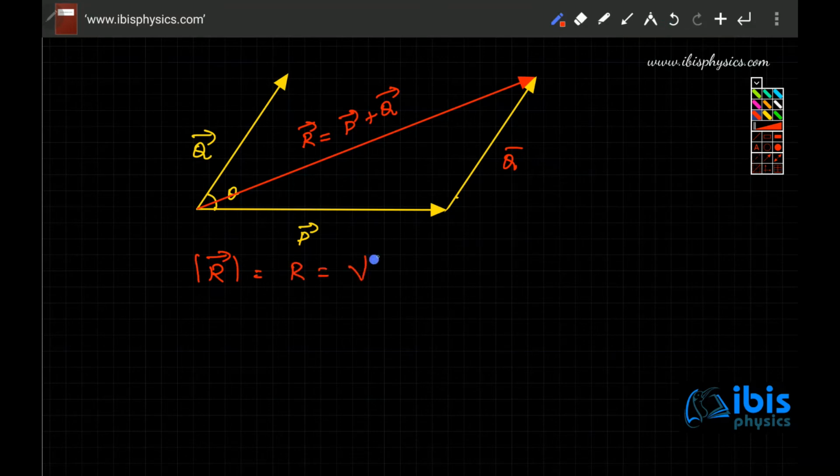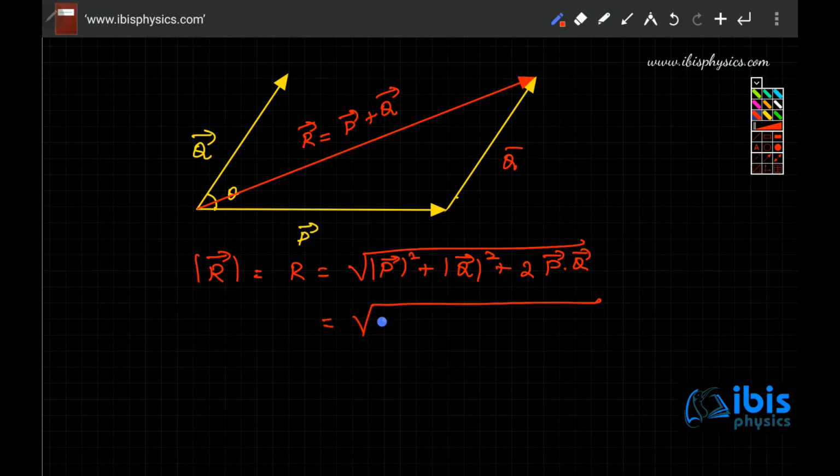The magnitude of r, as we had calculated, simply called r, is equal to root over p square, that means magnitude of p whole square. We will be writing it like this: modulus of p whole square plus modulus of q whole square plus 2 times p dot q. That's how we bring in the dot product. So this is nothing but p square plus q square plus 2 into modulus of p modulus of q into cos theta. That is the definition of the dot product.